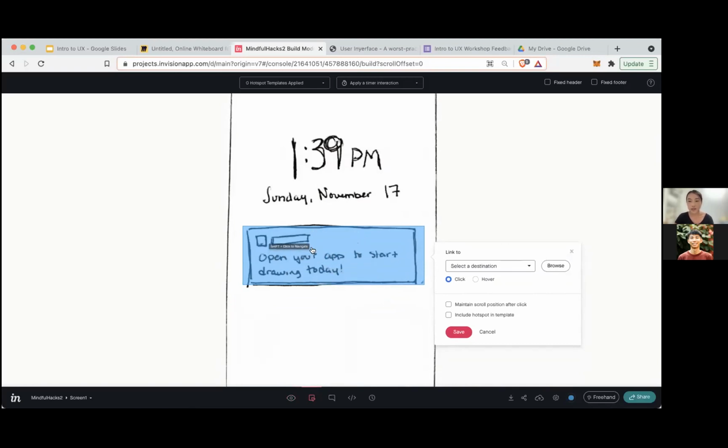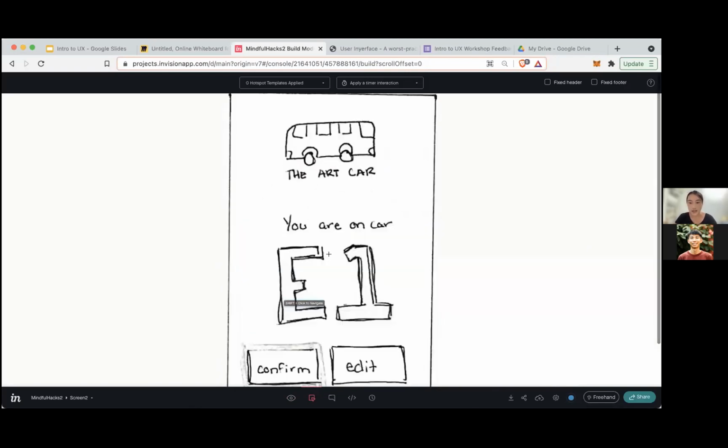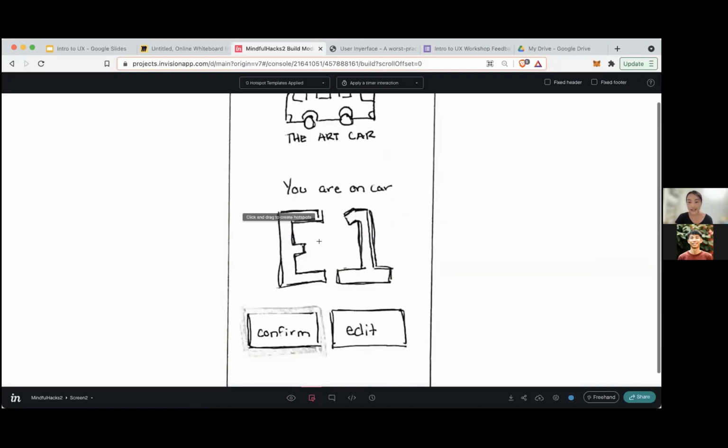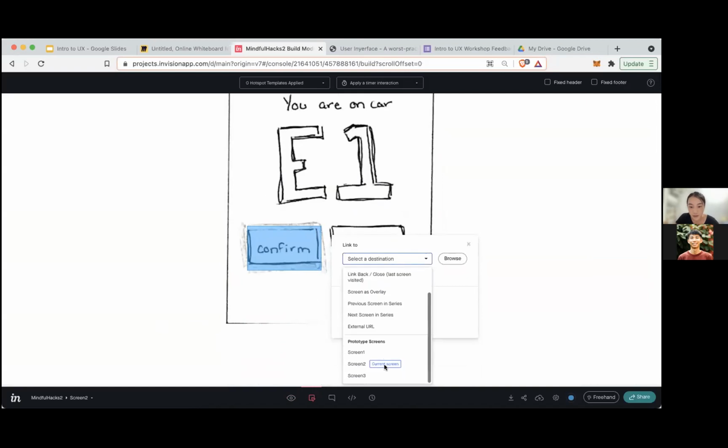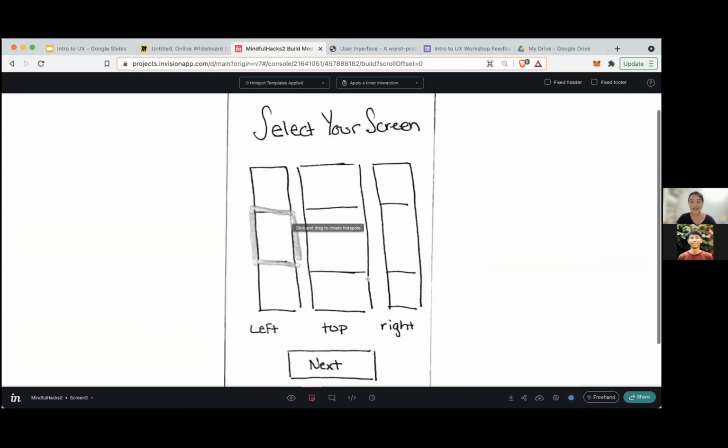So you want the user to go to the app when they click on this. You will click the destination for this hotspot, which will be screen 2, and you will click save. And then when you press shift and click, you will be able to navigate the app like this. And for confirm, I want the user to be able to go to screen 3 when they hit confirm. So save. Here, there we go.